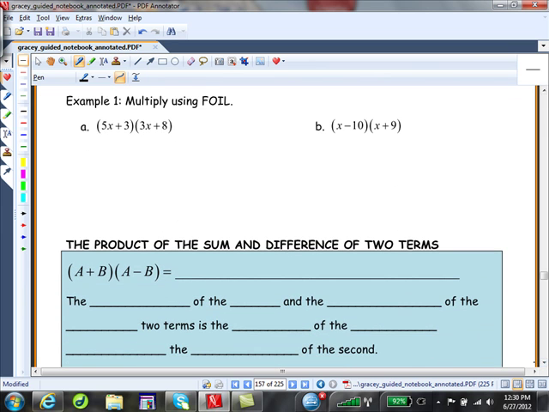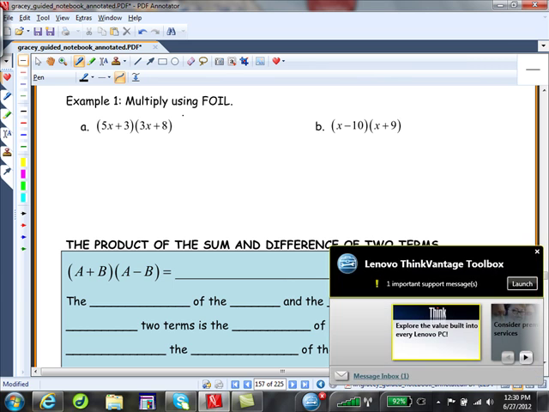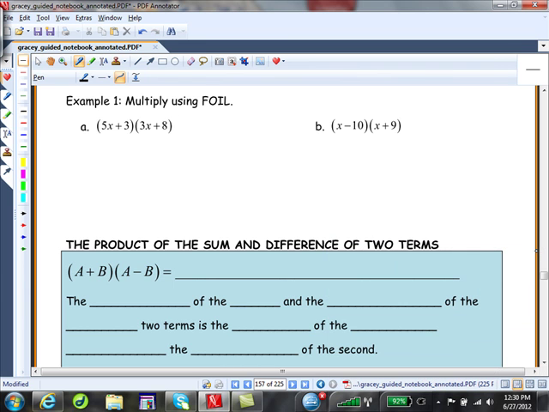So here we go. I'll do an example. So the first terms would be the 5x times the 3x. Okay. And then the outside terms would be the 5x times the 8. And actually, you know what, I'm going to do it below because apparently I'm running out of room. Sorry about that. So here we go.